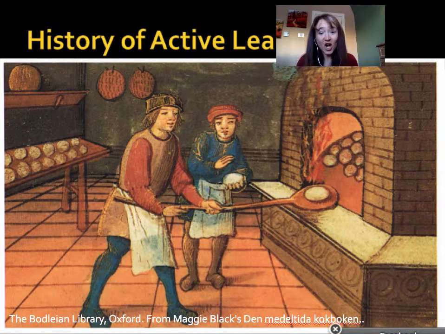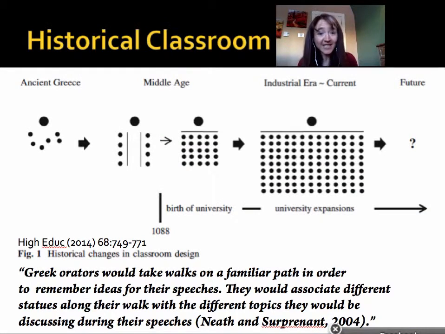So this obviously is not new, and in fact, in ancient Greece, we can think back to Plato and Socrates, and in fact, we even think about the Socratic method of questioning as being certainly a two-way street, and one that involves active engagement from the learner. This is a quote from a 2004 article. Greek orators would take walks on familiar paths in order to remember ideas for their speeches. They would associate different statues along their walk with the different topics that they would be discussing during their speeches. Very much an active learning exercise.